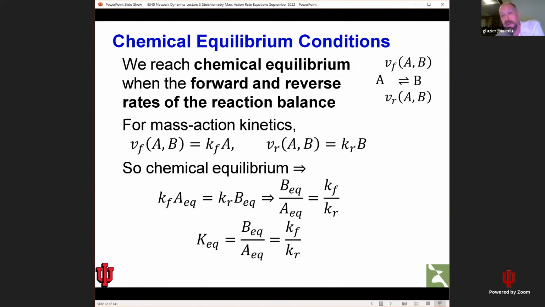And all of the flux balance analysis methods that are used for metabolic networks use the K equilibrium and don't use K forward and K reverse because they can't measure them. And the problem is that this K equilibrium tells you what the equilibrium concentrations are, but it doesn't tell you about rates. And so if you want to do dynamics, you can't use K equilibrium.